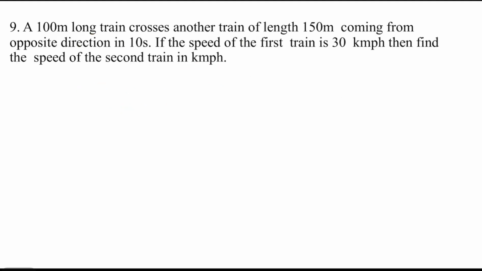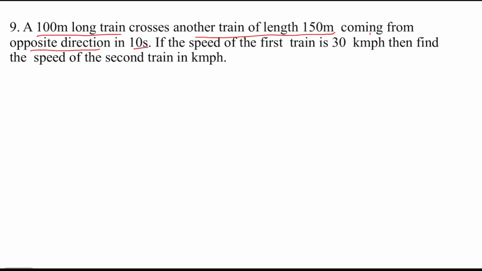A 100-meter long train crosses another train of length 150 meter coming from opposite direction in 10 seconds. If the speed of the first train is 30 km per hour, then find the speed of the second train in kilometer per hour, they are saying. Okay. So a 100-meter long train crosses another train of length 150 meter coming from opposite direction in 10 seconds.